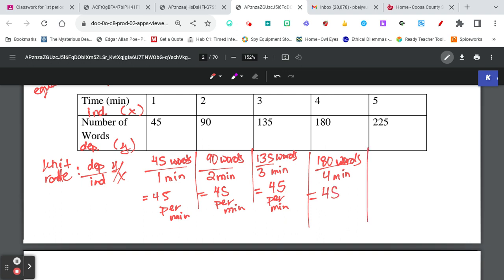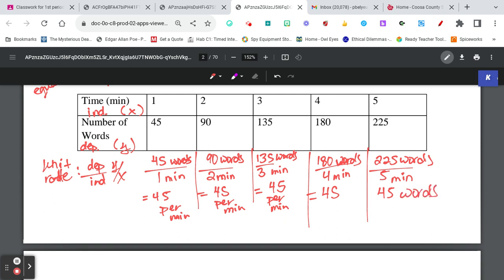Still 45 words per minute. Okay, now, Michaela, I'm going to see if you were paying attention to me too. What do I do to see if the speed is still remaining constant? Are they still at the same speed, guys? Yes. Still 45 words per minute.